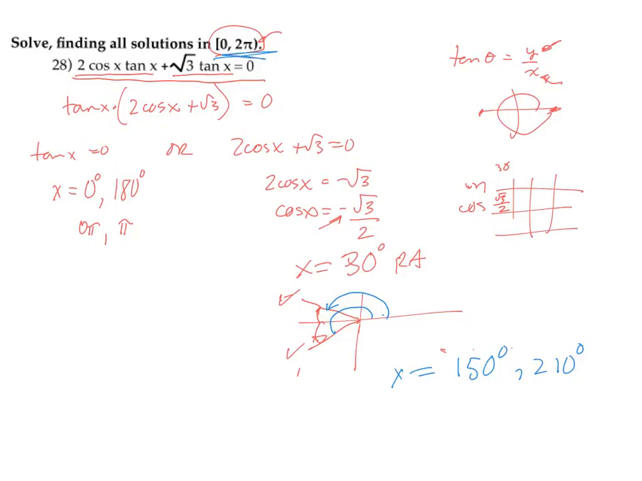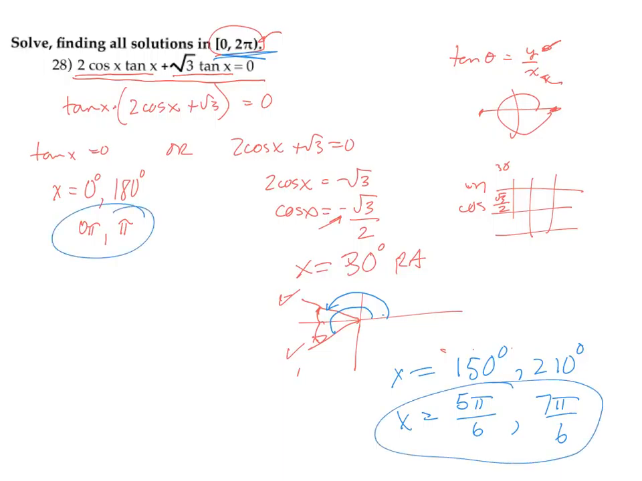Again, they want it in radians, so I can rewrite that as radians. So this first one is 5 pi over 6, and the next one is 7 pi over 6. Alright, so my answers would be those two and those two. Hopefully that helps with those 2 questions.